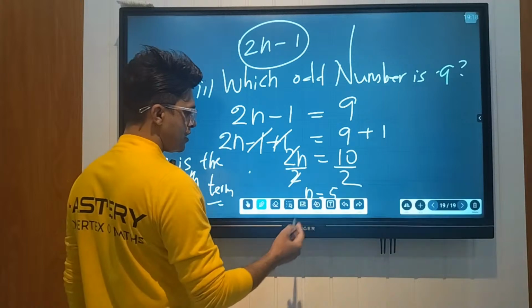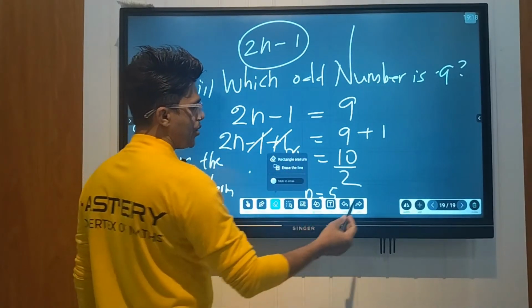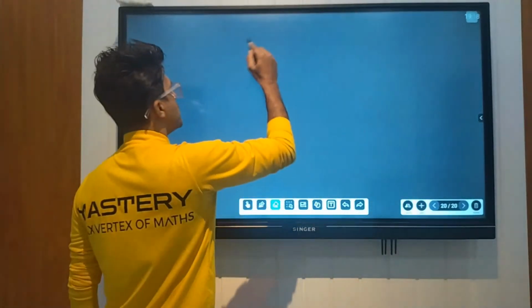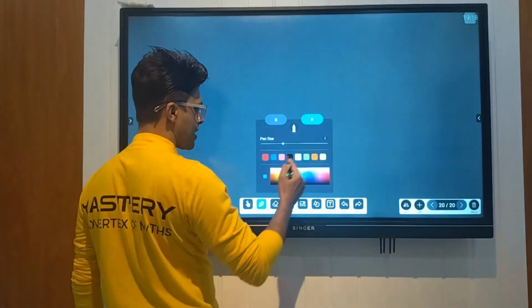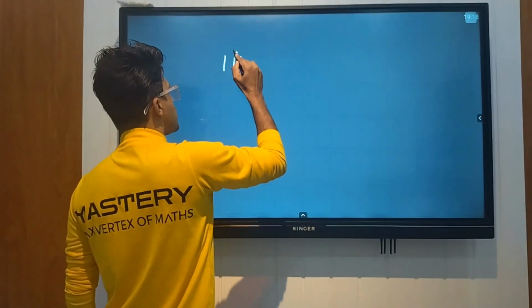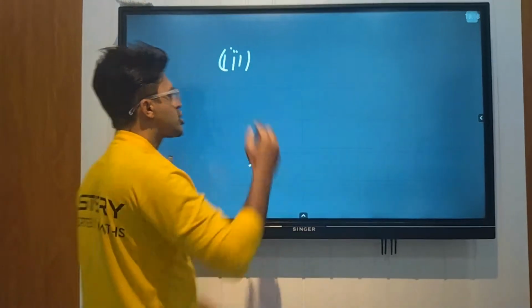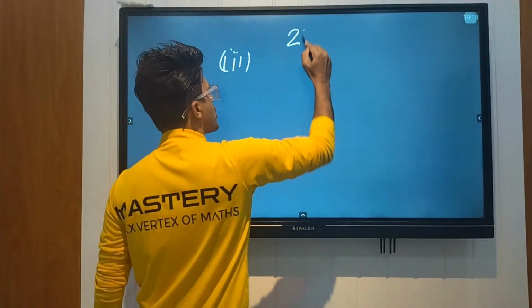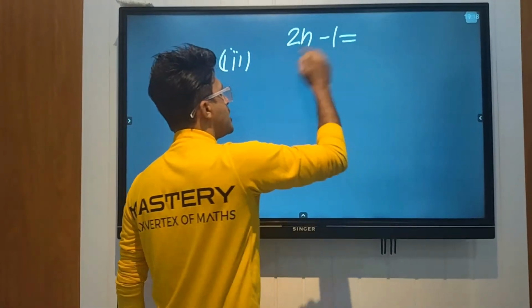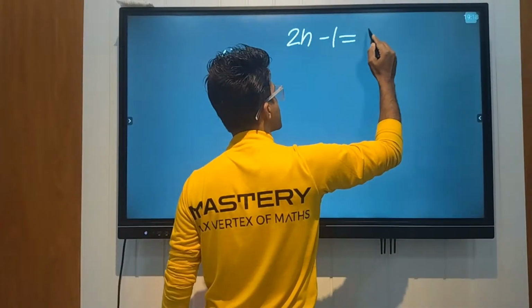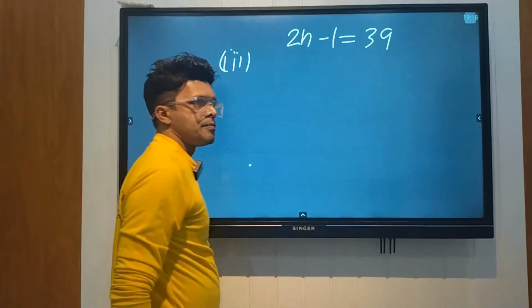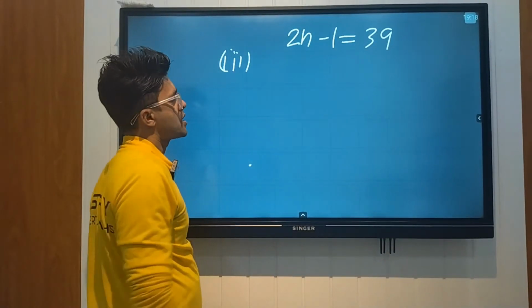This one was not our question really, right? Our question was, which odd number is 39? Third question: when the question is given as which odd number is so and so, then how can you do this? Then you need to set up the equation. Which odd number is 39? Then you need to set up the equation as 2n minus 1 equals 39.